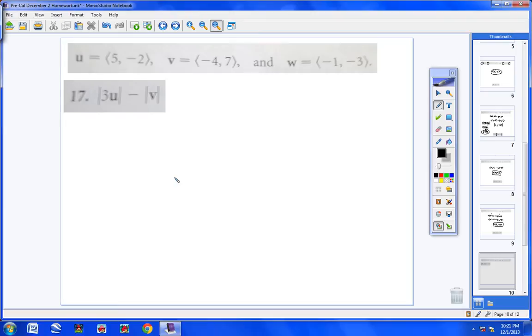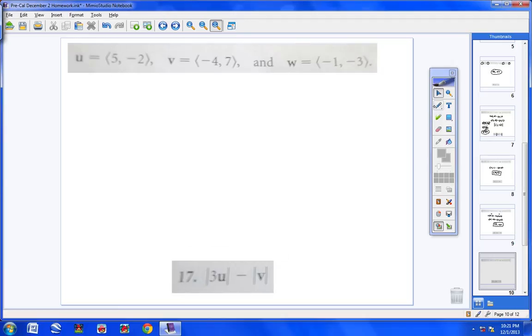All right, let's take a look at number 17. Now 17, it looks like we're going to take 3 times u, and then notice we have lines around that, so we're going to find the magnitude, and then minus this magnitude. So please stay with me, okay? Watch carefully what I do. I'm going to put a line and then 3 times u, and of course u is 5 comma negative 2, and then close that and then put a line.